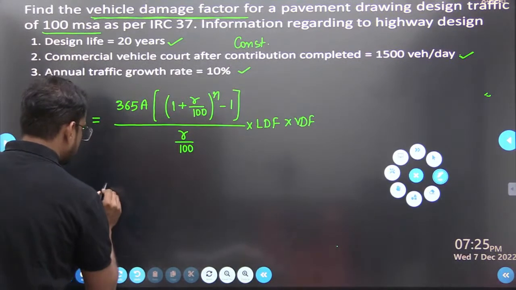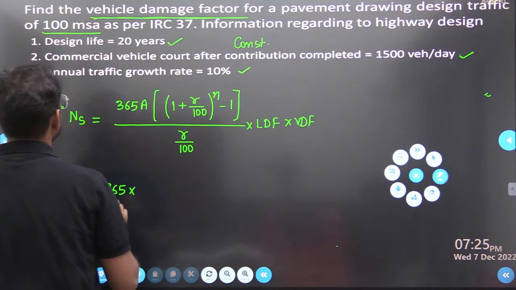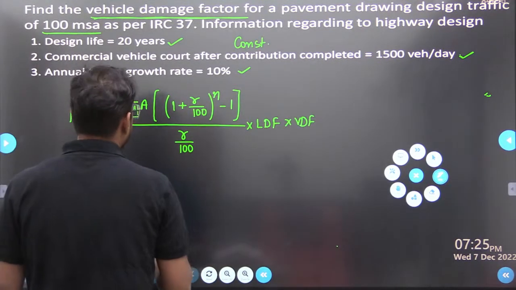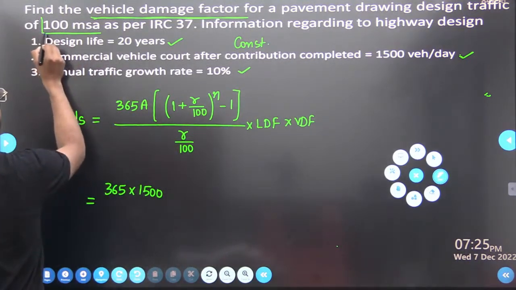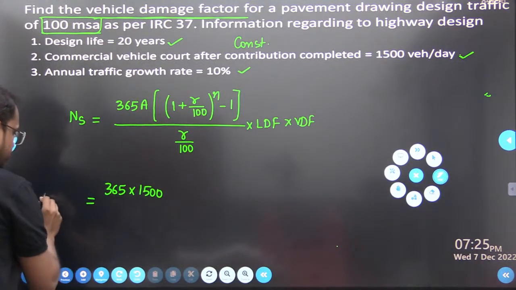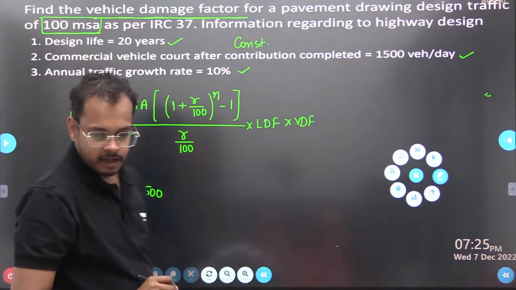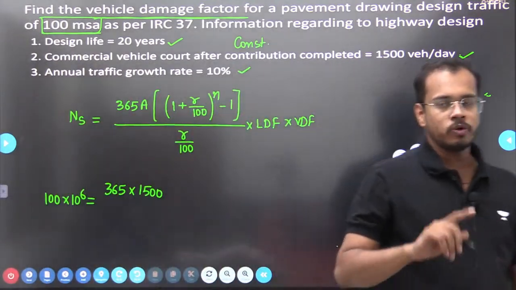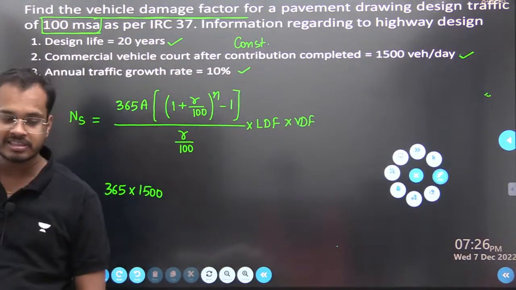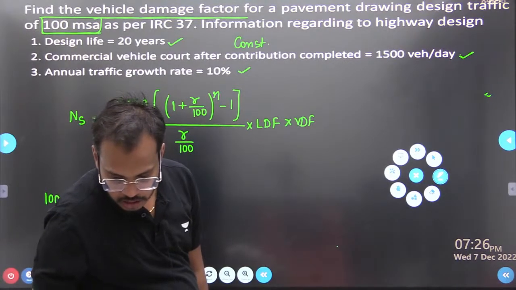If you put the value, 365 multiplied by A, where the value of A is already given, 1500 vehicles per day. NS is already given, 100 million standard axle. So 100 million means 100 multiplied by 10 raised to power 6 standard axle. Am I right? Because we already know that 1 million is equal to 10 lakh, that means 1 million is equal to 10 raised to power 6. Correct or not?